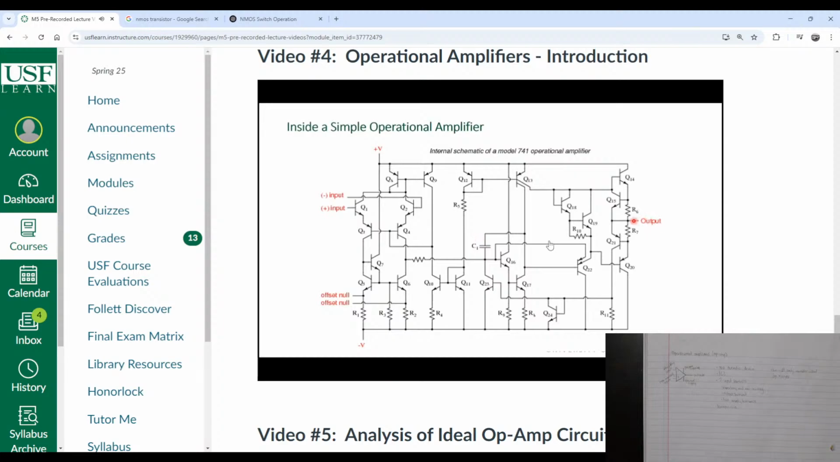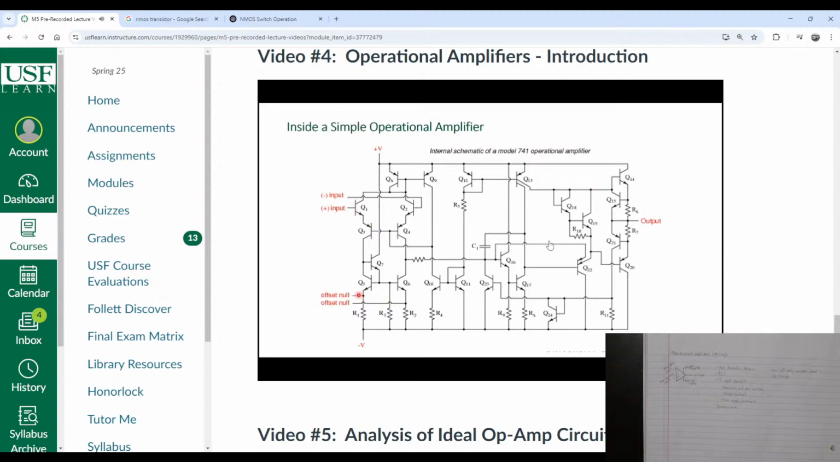You can see the output terminal is taken here between these 2 resistors and these 2 transistors. That's where the output is taken, right? Here are, remember, the power supply terminals, minus V. It usually gets plugged into a positive and a negative supply. So this goes to the negative supply. You can see here the positive supply. And here is the inverting terminal. It goes to this Q2 actually, and the non-inverting terminal goes to Q1.